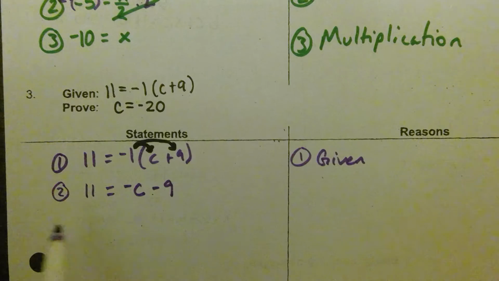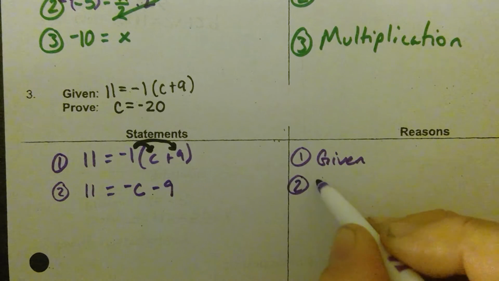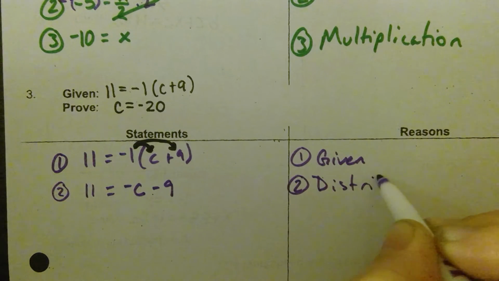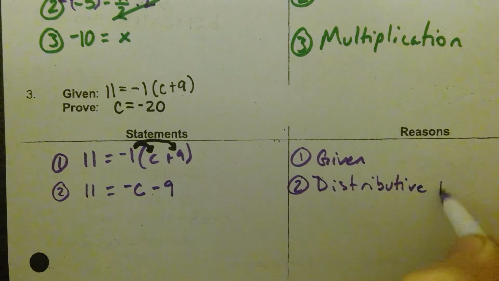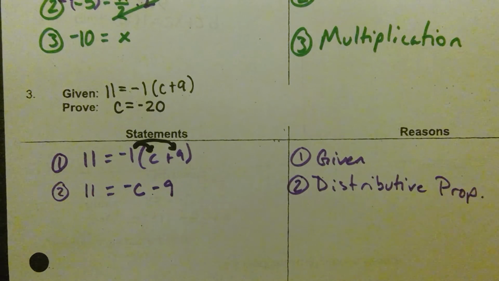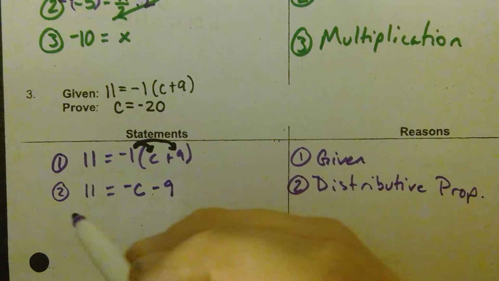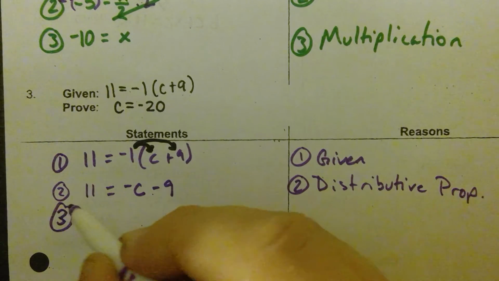Okay, so that's the second line in our statements. And what did we do there? We were able to use the distributive property. Okay, a good rule of thumb is whenever you see parentheses, you're probably going to use the distributive property. Okay, it's a good bet. So let's go ahead and get down to our third step here.